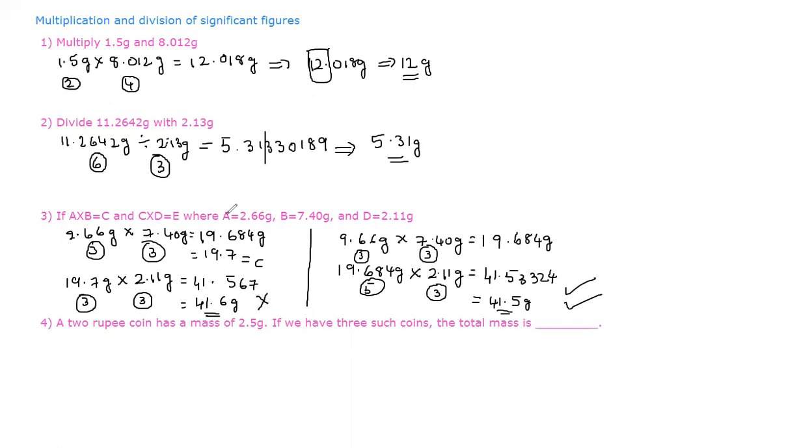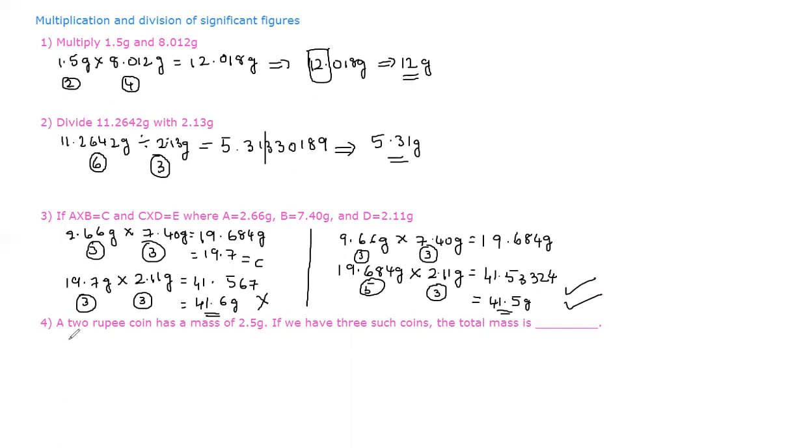So wherever there is a multi-step process, in the case of multiplication and division, we are supposed to not round off at each step, but instead round off only at the final step. Then only you will get the correct answer.